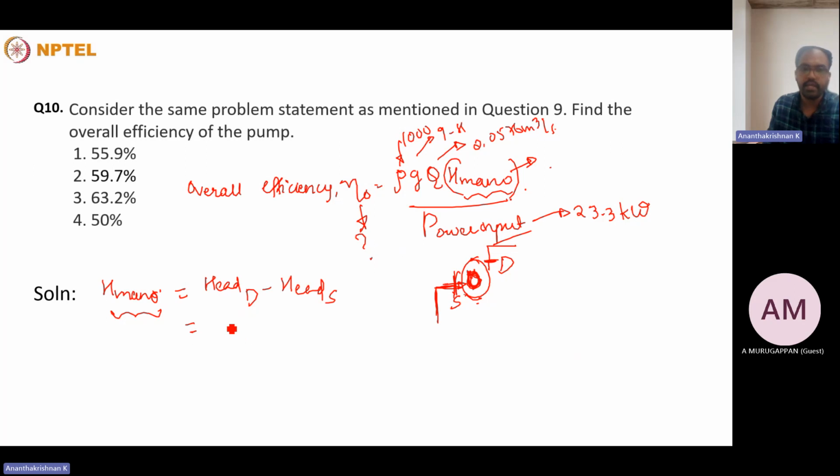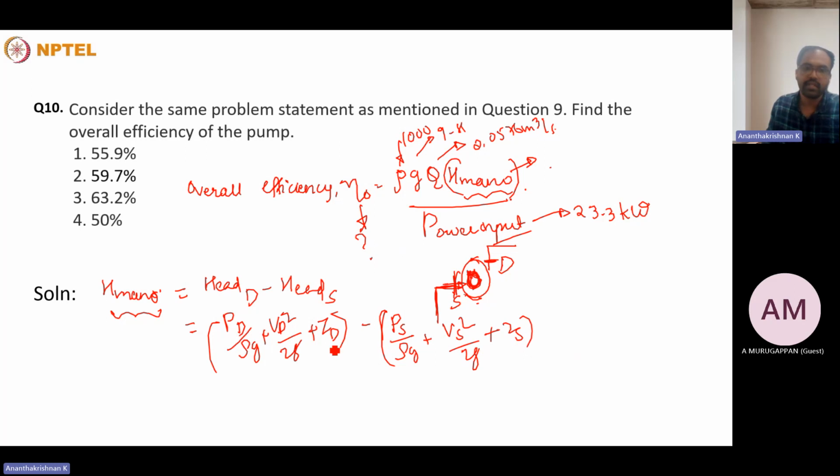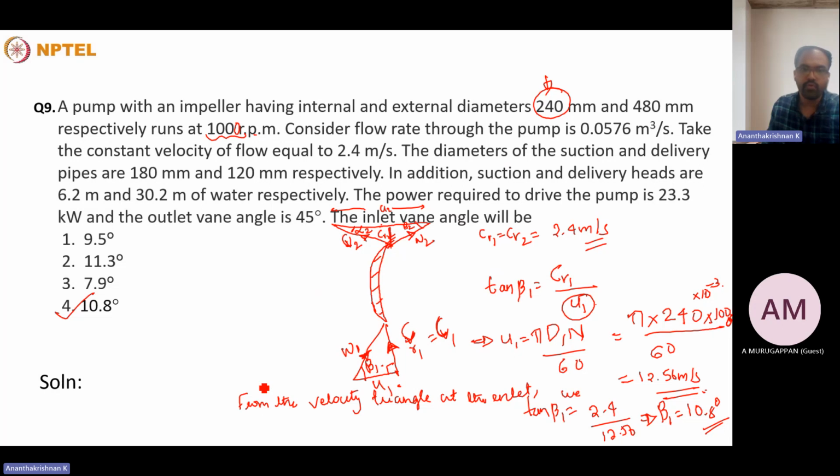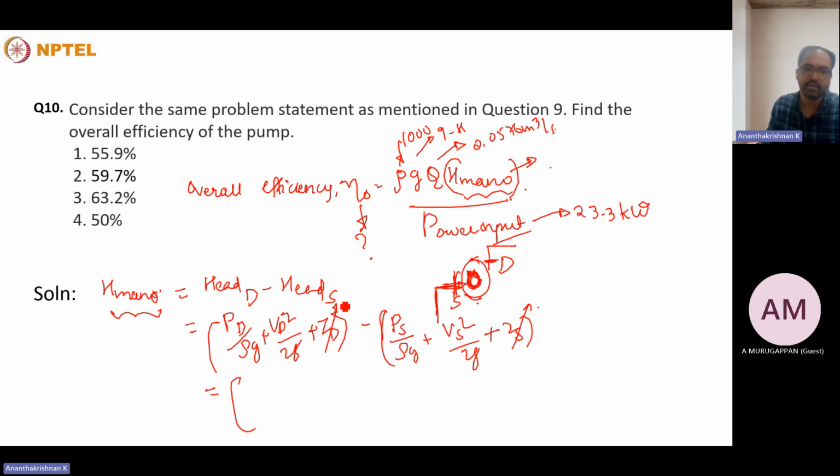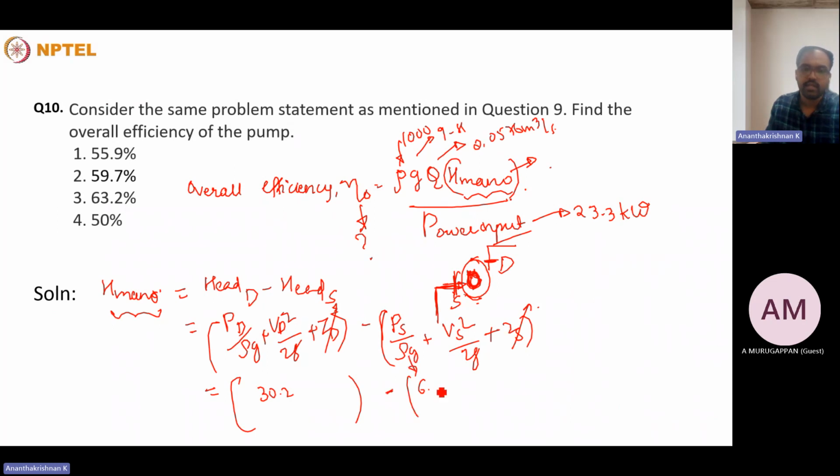The total head at the point D is the static head PD divided by rho g, plus VD squared divided by 2g, plus Z at point D, minus, at the impeller inlet, PS divided by rho g plus Vs squared divided by 2g and Z. If you neglect the difference in height between the discharge and suction pipelines at the inlet and exit of the pump, you can neglect these two terms. Then the discharge head, the delivery head, is given as 30.2, and the suction head is given as 6.2. That is the pressure head terms.